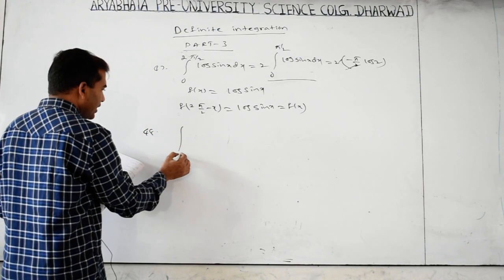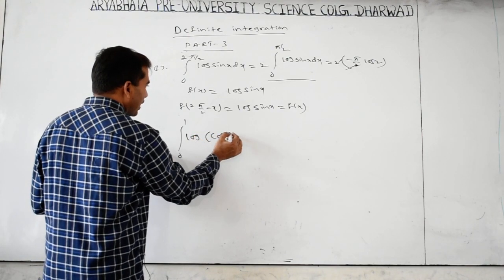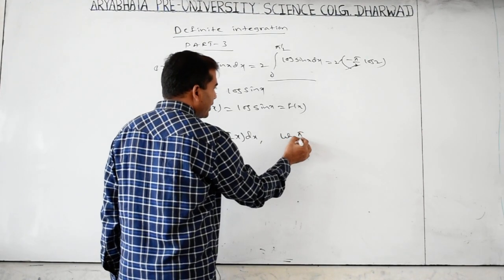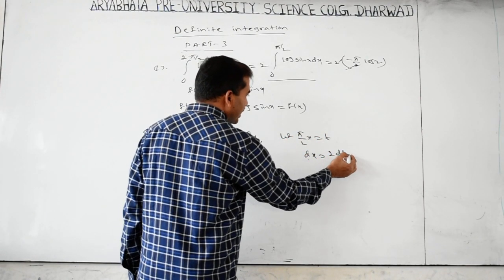48, integration from 0 to 1 of log of cos of pi by 2 x dx. Let pi by 2 x equal to t, then dx equal to 2 dt by pi.